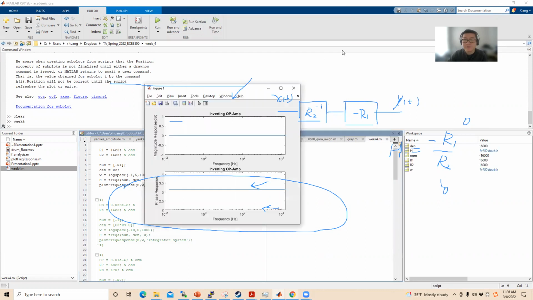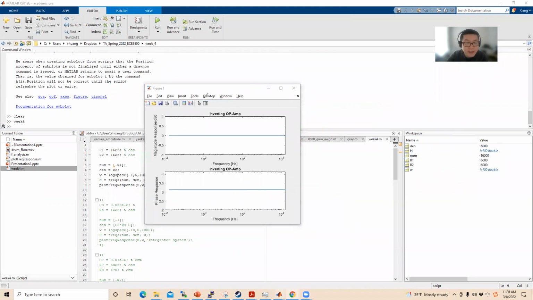You can see I have output two figures. The first one is the magnitude response. The second one is the phase response. And according to the axis, you can see 10 to the minus 5, 10 to the minus 4.